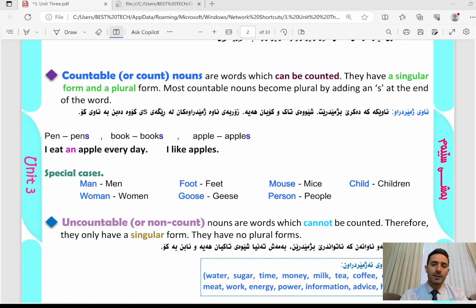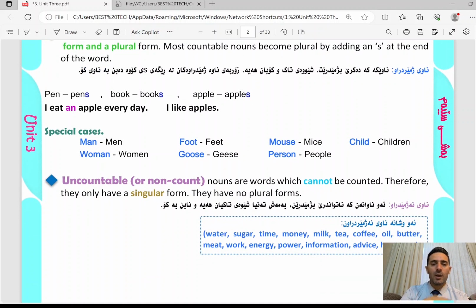There are special cases here. Special cases like man, men, woman, women, foot, feet, goose, geese, mouse, mice, person, people, child, children. These are special cases, so you have to memorize them.